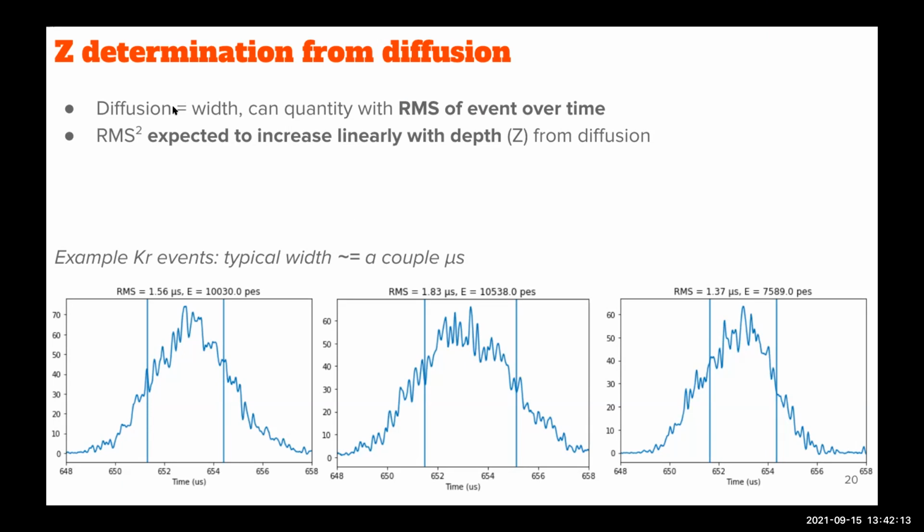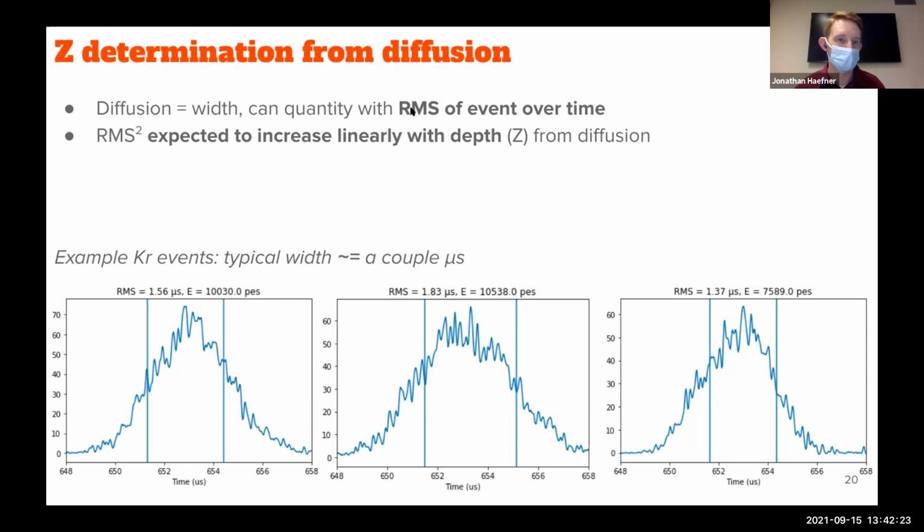How do we quantify this? The diffusion contributes to the width of the events, which we can quantify with the RMS of the event. You can think of it as sort of being like the standard deviation of the distribution. It's defined in the normal way. And we expect the RMS squared to increase linearly with depth from diffusion. So you can see some example events with their RMS as shown here.